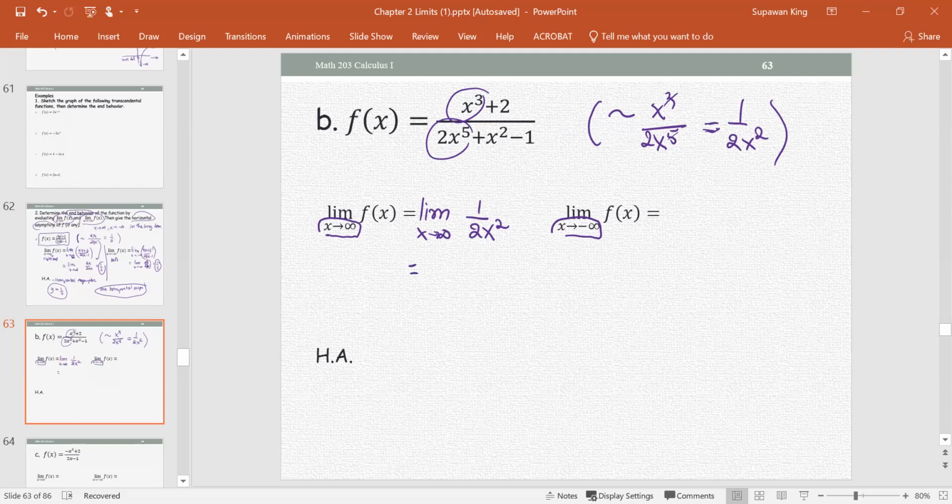Zero? Yes, zero. Thank you. And zero, that is your y value as x approaches positive infinity. So that gives you the horizontal asymptote y equals 0.